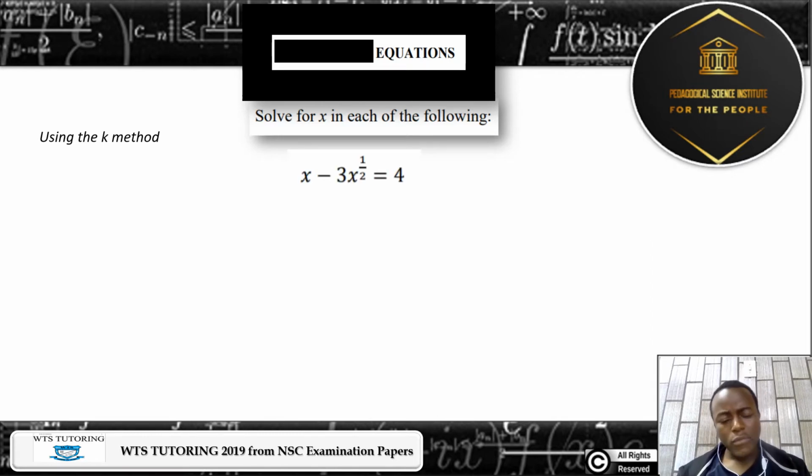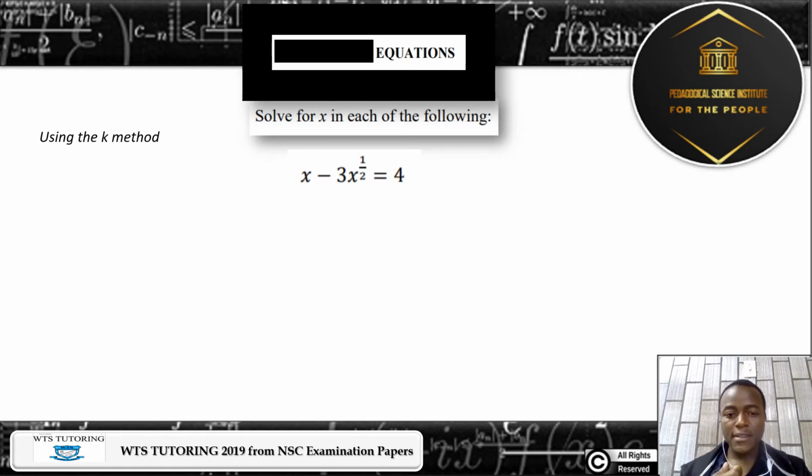Questions such as this: you're given x minus 3x exponent 1 over 2 is equal to 4. Right? So how will I know that in this equation I have to use the K method? Very important question. Now if you want to know whether you have to use the K method or not, you just check your equation, right? You check your equation.